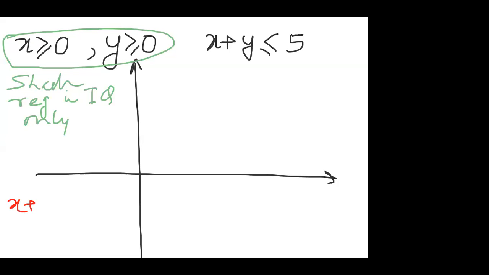Whenever we are making a graph, that is for equals to. So once I'm taking X and Y as 0, first time X is 0, second time Y is 0. When X is 0, Y will be 5. When Y is 0, X will be 5. Now making this graph: (0, 5), (5, 0).